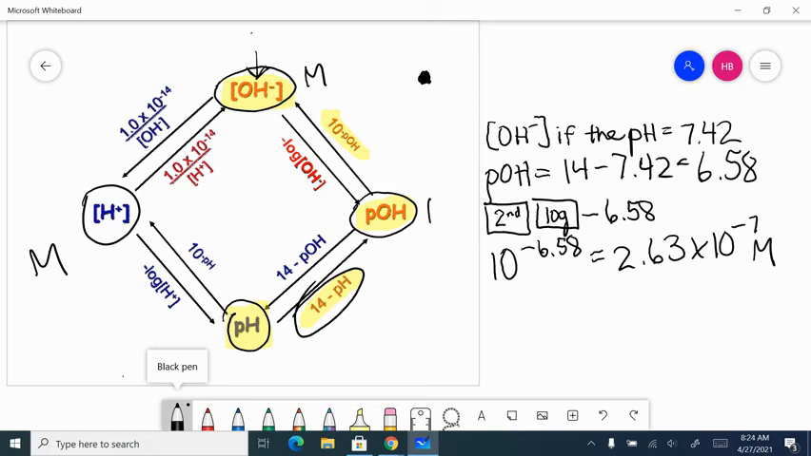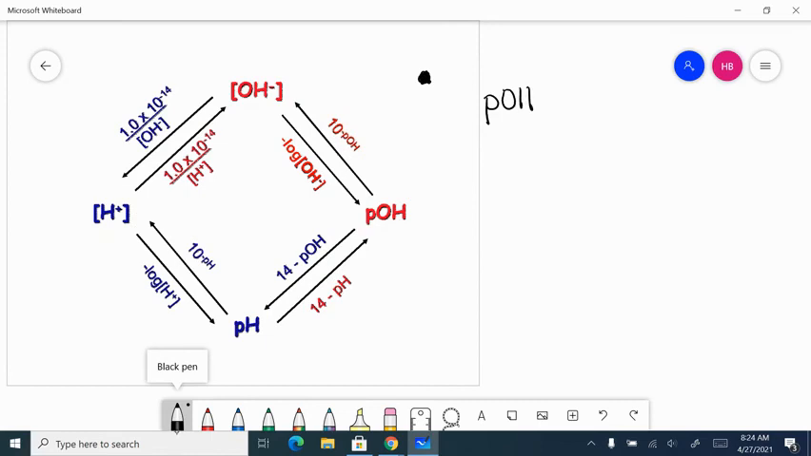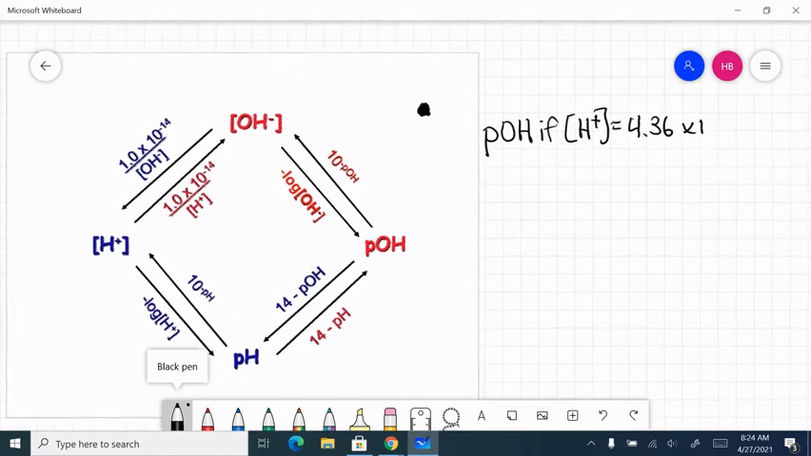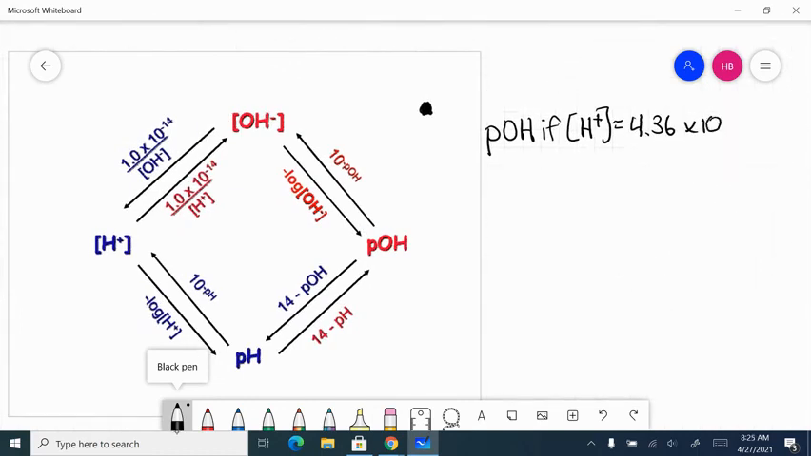Let's do another problem. Okay, how would we find the pOH if the concentration of H plus equals 4.36 times 10 to the minus 3 molar.